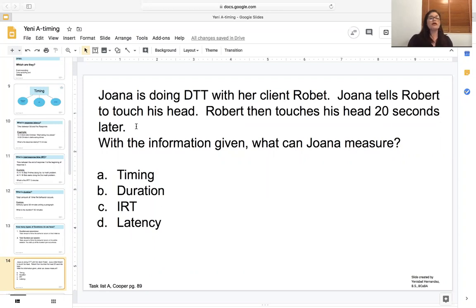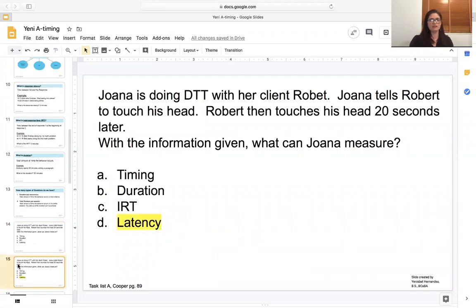Okay, so Joanna is doing DTT with her client, Robert. Joanna tells Robert to touch his head. Robert then touches his head 20 seconds later. With the information given, what can Joanna measure? Timing, duration, IRT, or latency? Latency. Nice. A lot of you said the same thing. Nice job, guys.